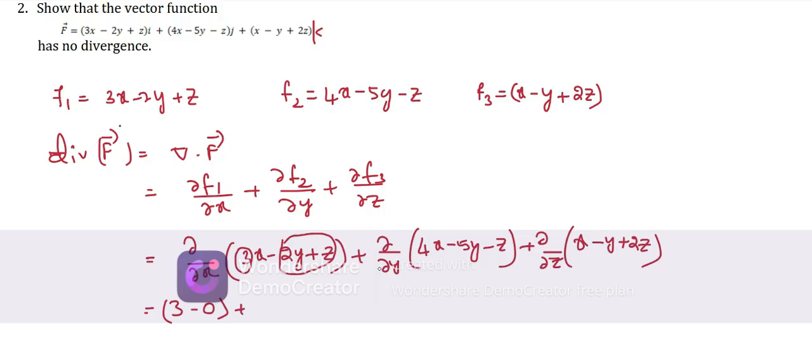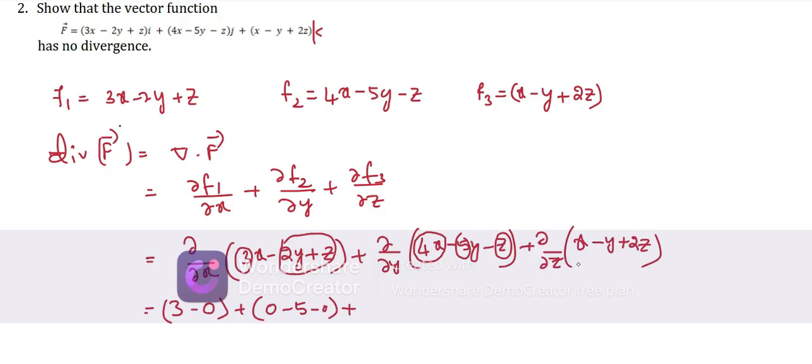Plus, here we have to differentiate with respect to y. So other than y, all are constant. So x is constant, here 5 is constant, and z is also constant. So the differentiation of the constant for x is 0, minus 5 is constant, the differentiation of y with respect to itself is 1, minus the differentiation of the constant is 0.